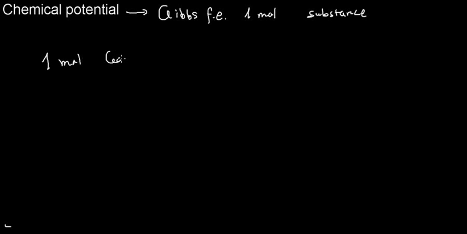And basically what chemical potential is, and I'm going to write the definition, and then I'm going to explain it because maybe the definition is not really intuitive. The chemical potential is basically the Gibbs free energy of one mole of a given substance. And what do I mean by that? If I have one mole of gasoline, I know that this one mole would have a certain negative Gibbs free energy. Let's just say that the Gibbs free energy for that mole is negative 1,000 units.